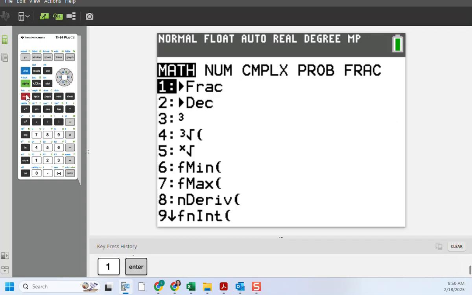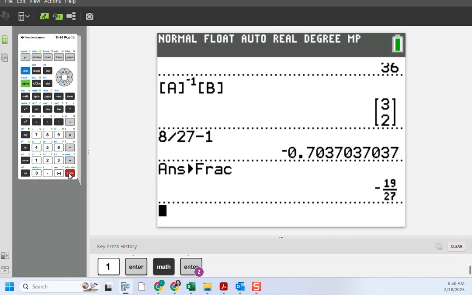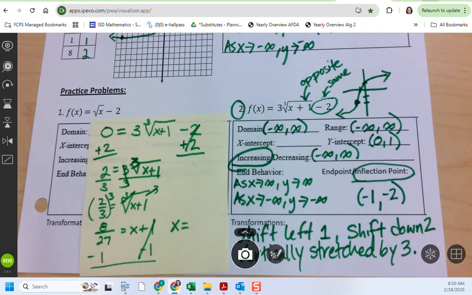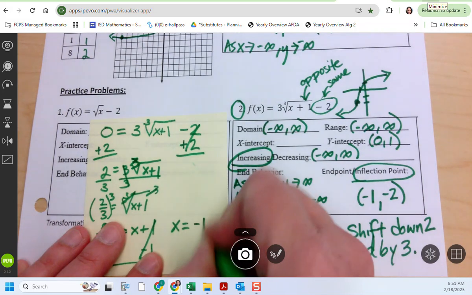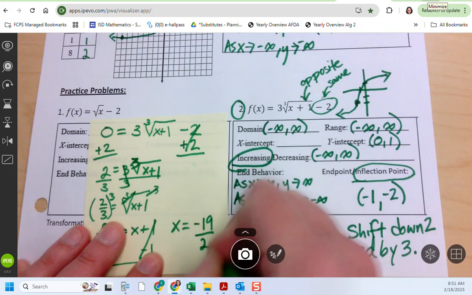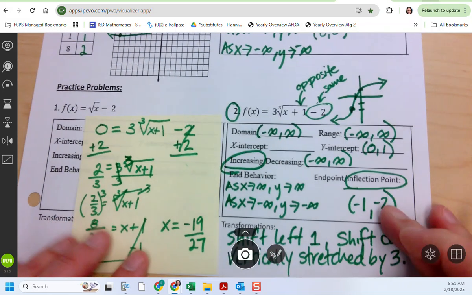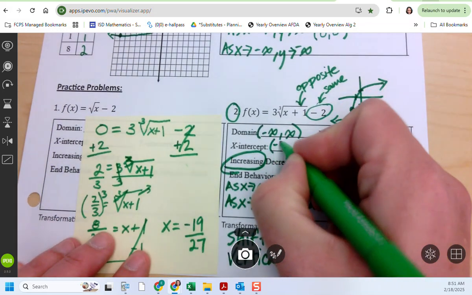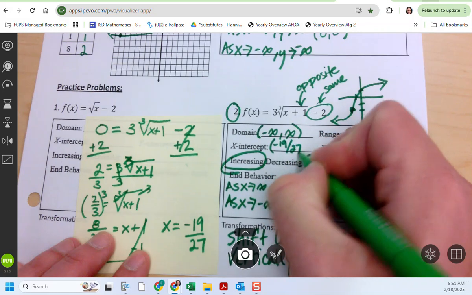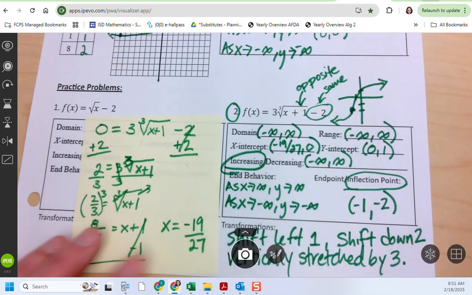Then do math, fraction. And I get negative 19 over 27. Okay, so my x-intercept is negative 19 over 27, comma 0.